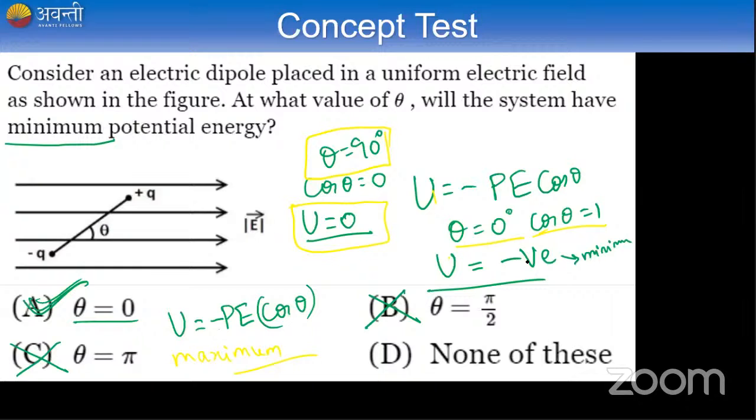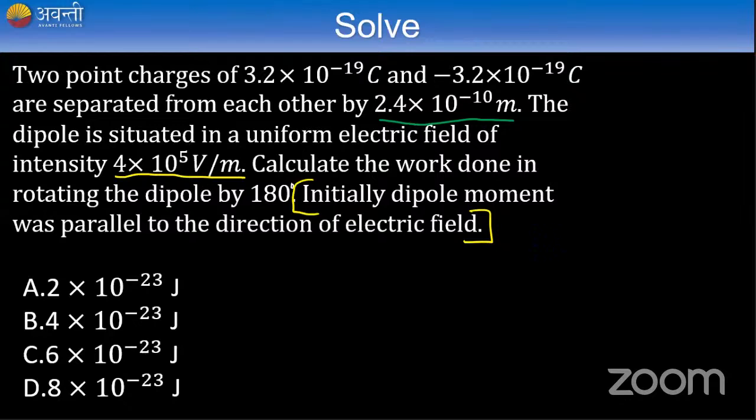So at theta equal to 0 degrees and 90 degrees, work done is not 0. Okay, guys, come on. Others, please try to answer this. There are 2 point charges of minus 3.2. Hope everyone got the question. Did you get the question?